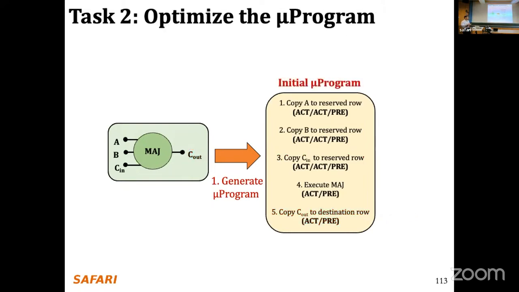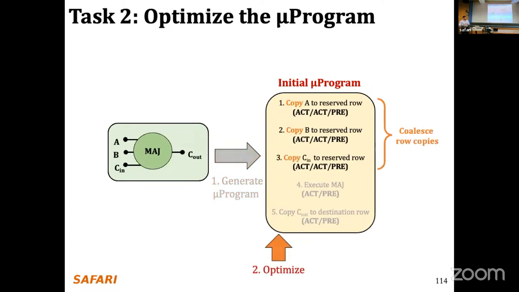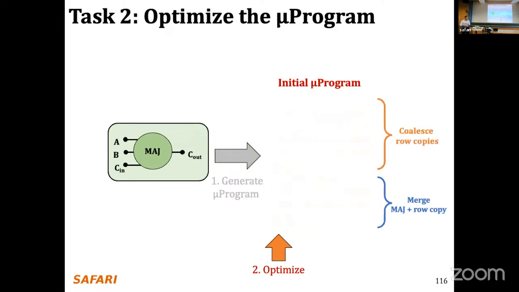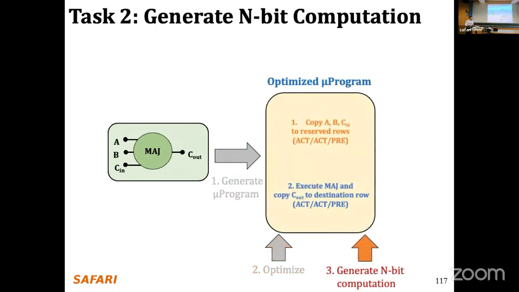And then you're going to have this initial sequence of operations that does the DRAM computation, called a microprogram. We are going to optimize it by coalescing some row copies into single ones and also merging some majority and row activations. By doing that, we can reduce the number of operations in the microprogram itself. Then, by repeating this microprogram n times, you can implement n-bit operations. So now this provides us with some extra flexibility.